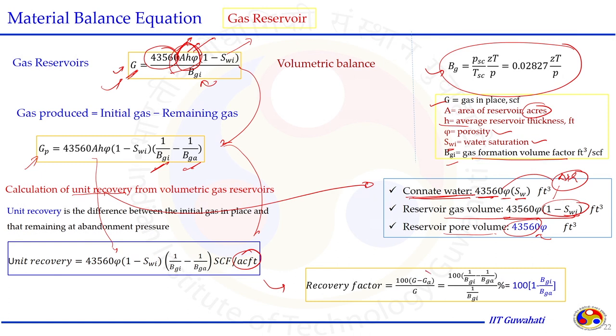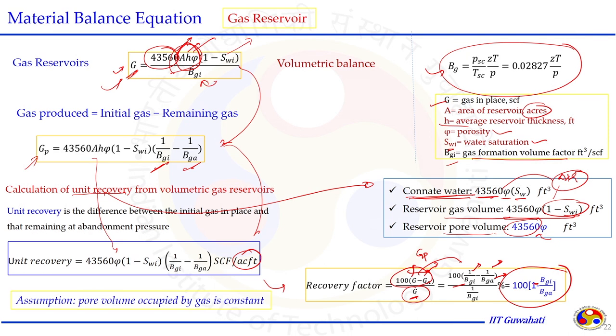Recovery factor is the gas produced divided by the initial gas multiplied by 100, to get the recovery factor on the scale of 100, in terms of percent. So this is the initial gas, this is the gas at the abandonment condition. The difference of these is gas produced, or we can say cumulative gas produced GP divided by G. And we can express this in terms of the volume formation factor, BGI at the initial condition, BGA at the abandonment condition. Finally, we get the expression for the recovery factor, which is equal to 100 multiplied by 1 minus BGI divided by BGA. So there is a minus sign here, 1 minus. In this balance, it is assumed the pore volume occupied by the gas is constant.